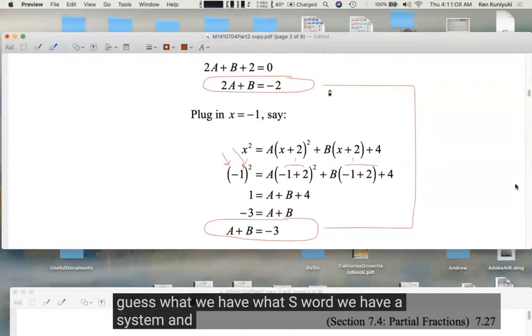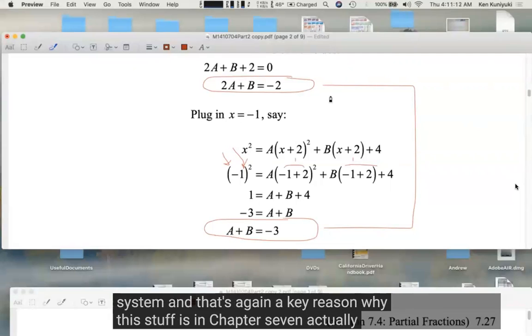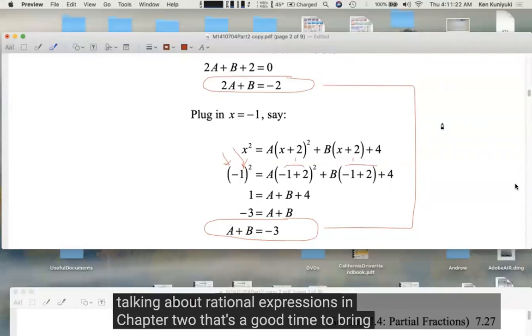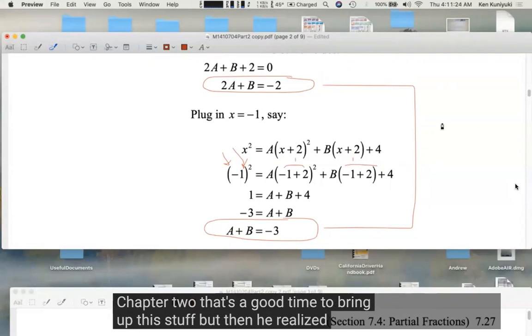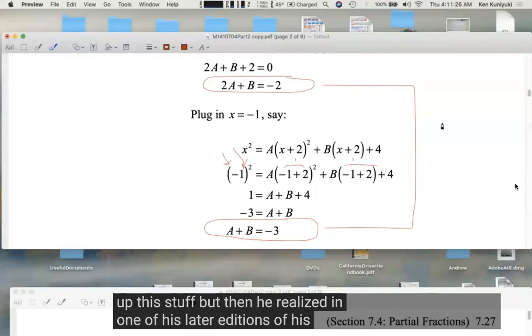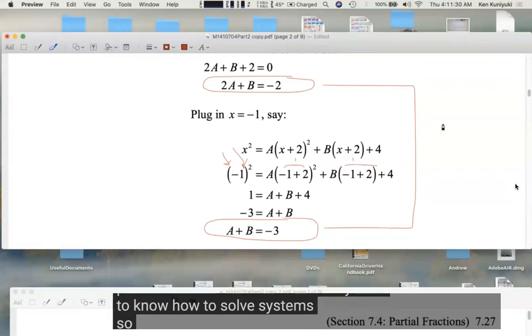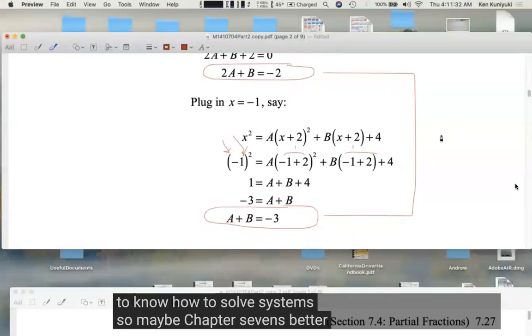We have a system. And that's, again, a key reason why this stuff is in chapter 7. Actually, author Ron Larson used to have this partial fraction stuff back in chapter 2 because he thought, well, if we're talking about rational expressions in chapter 2, that's a good time to bring up this stuff. But then he realized in one of his later editions of his pre-calculus book, wait a minute, they have to know how to solve systems. So maybe chapter 7 is better.